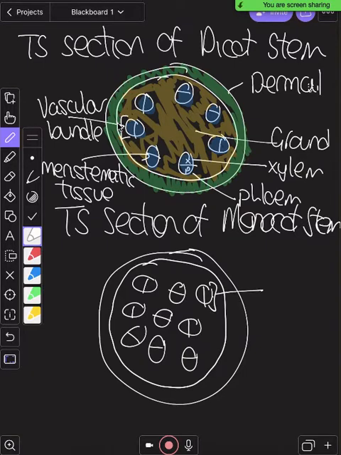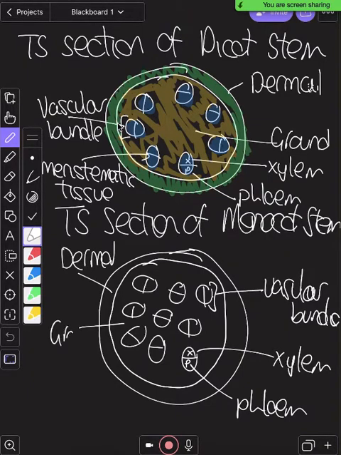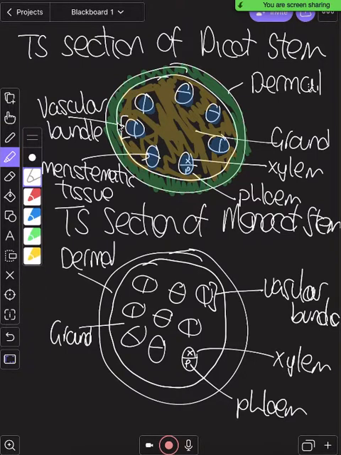This is our vascular bundle. Again, the phloem is on the outside. The xylem is always faced inward. This is dermal. This is ground. So we color coordinate. So green for dermal.